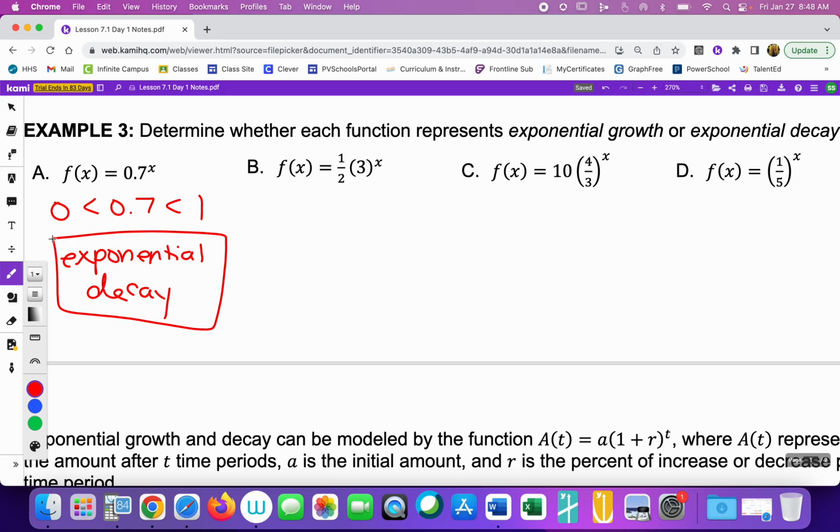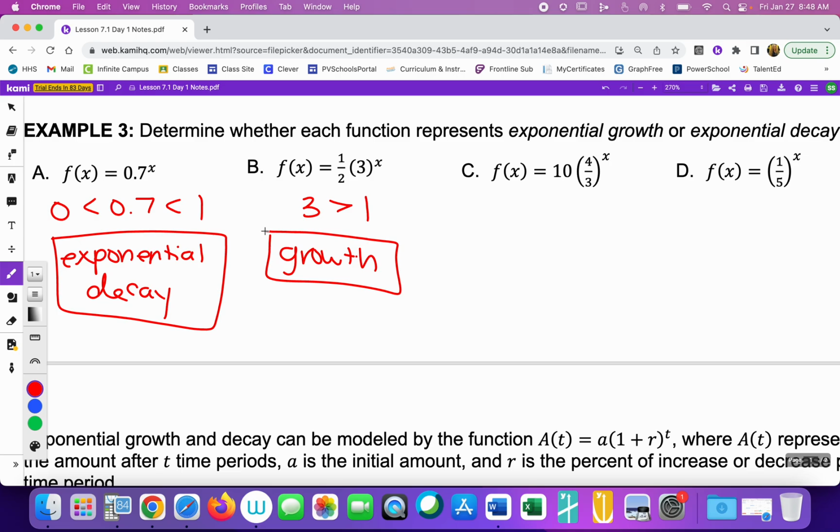Now there are two different numbers on B. Which one are you looking at? The one with the x as the exponent on it. The 1/2 is the a value. At the top of your paper, it's a times b to the x power. You're looking at the b value, so the one with the x attached to it. So just 3. Since 3 is larger than 1, that would be exponential growth. If you had to explain, you'd say 3 is larger than 1. I don't know if you'll have to explain or not, but that would be your explanation.